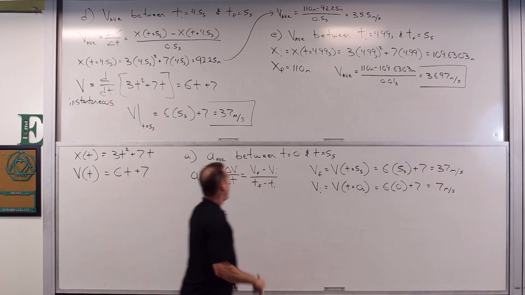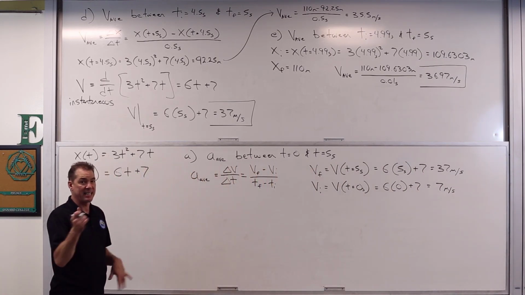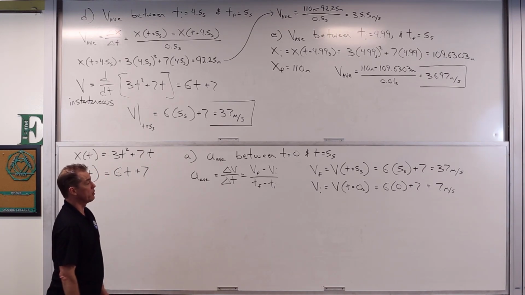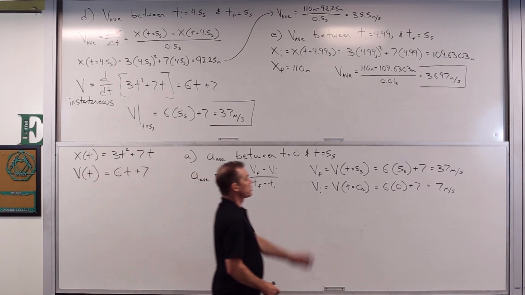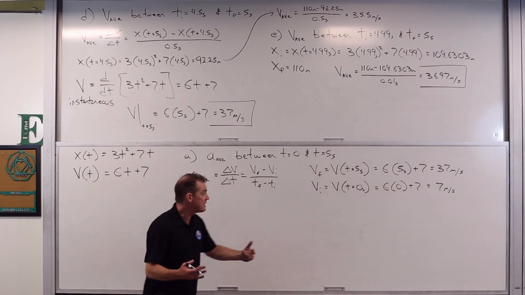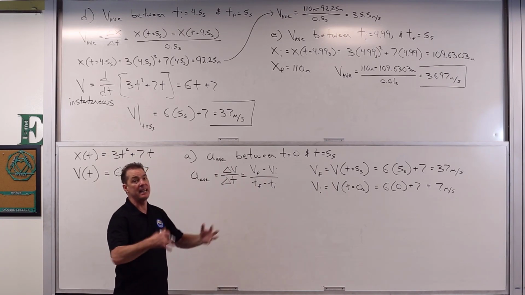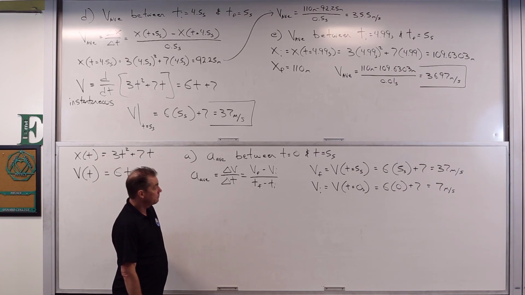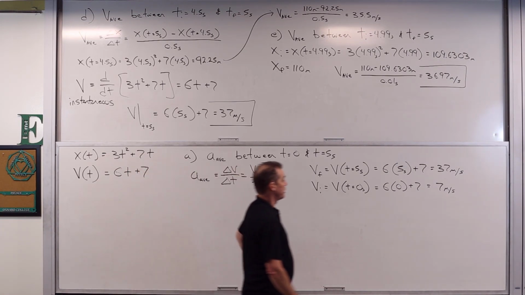So for this particular object, at t equals 0, when we're starting time, the object's already moving. It's moving at 7 meters per second. 5 seconds later, it's moving at 37 meters per second. So that's saying specifically this object's increasing its speed with respect to time. And that's something that we want to be able to focus our attention on.